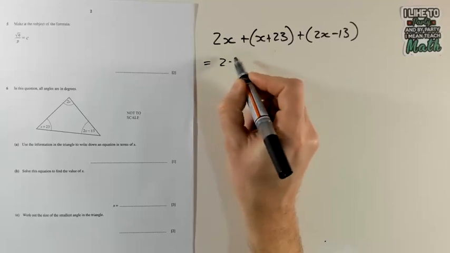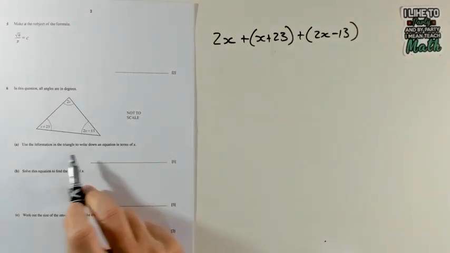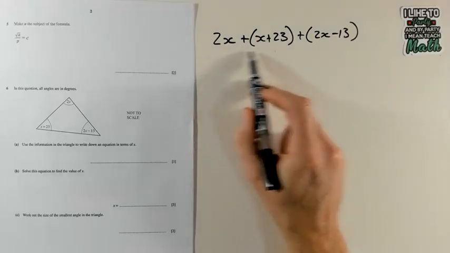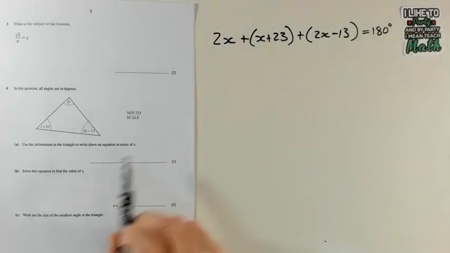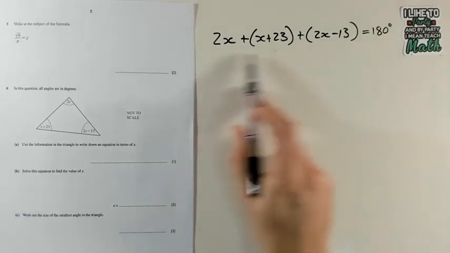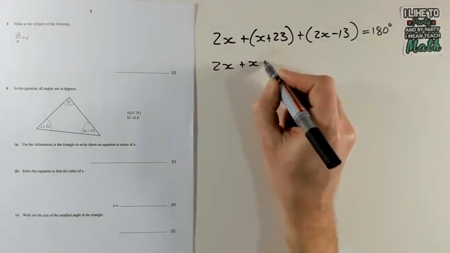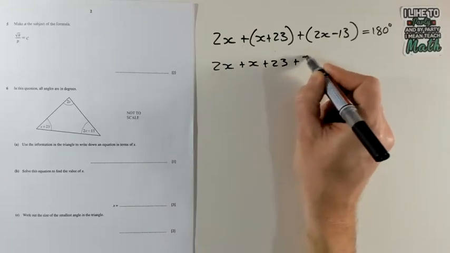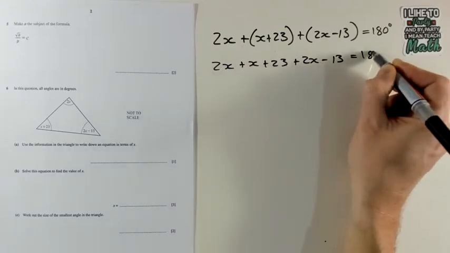Oh, wait. They want an equation, right? So an equation in terms of x. These 3 angles together are going to equal 180 degrees. That's actually all they wanted, but I think it'll be nice to clean it up. So I'll rather go 2x plus x plus 23 plus 2x minus 13 is equal to 180.